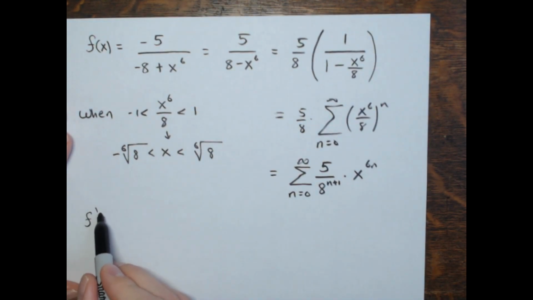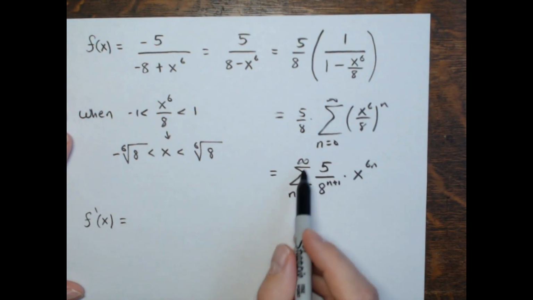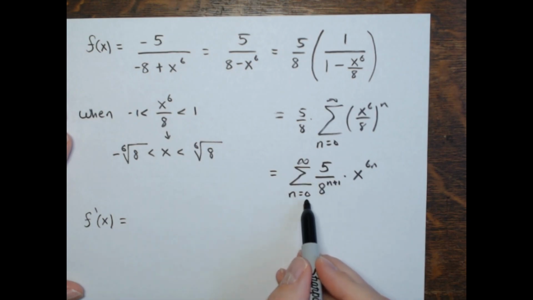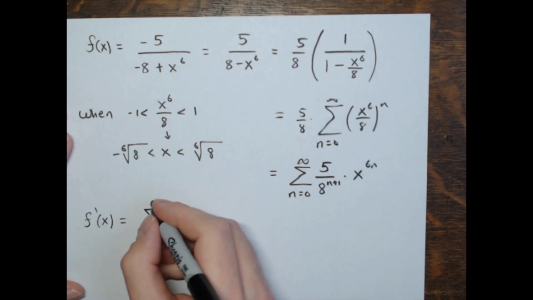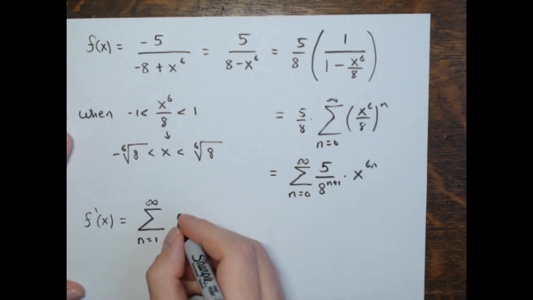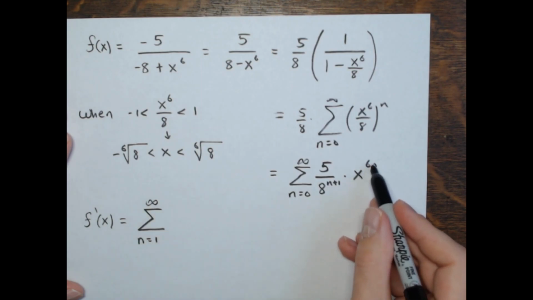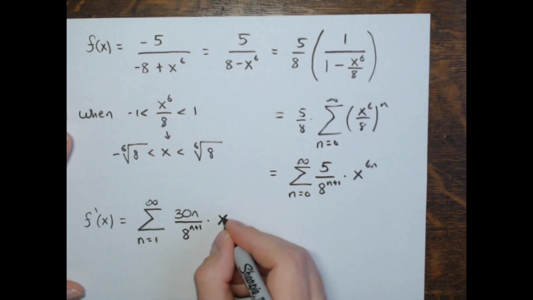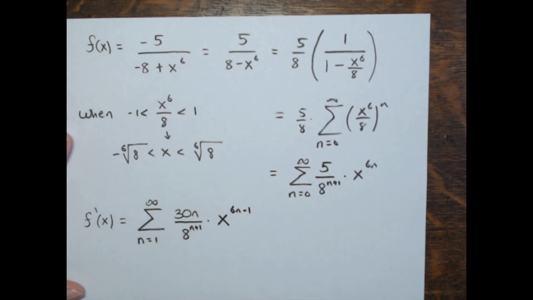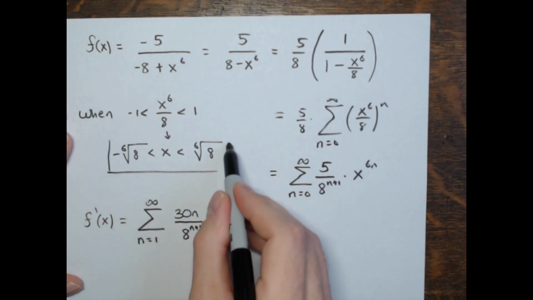Now, the series for f prime would be just this, starting at 1, though. The term when n equals 0 is constant, so when I differentiate it, it'll be gone. So the derivative series will start at 1, sum from n equals 1 to infinity. When I differentiate x to the 6n, that'd be 6n times x to the 6n minus 1. So I'd have 30n, 5 times 6n in the numerator, divided by 8 to the n plus 1 down here, and then times x to the 6n minus 1 power. It should have this same interval of convergence, right?